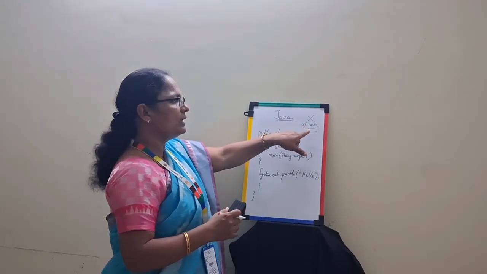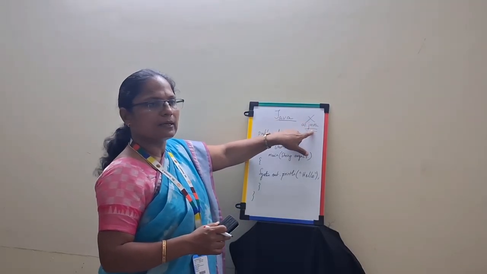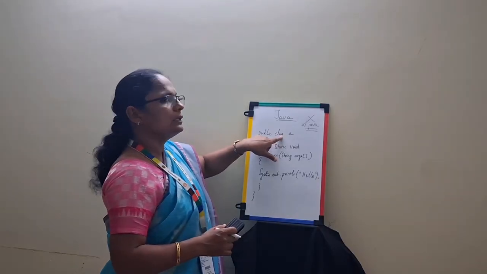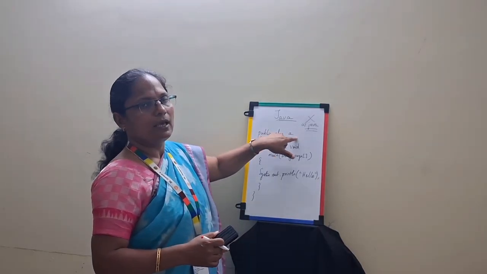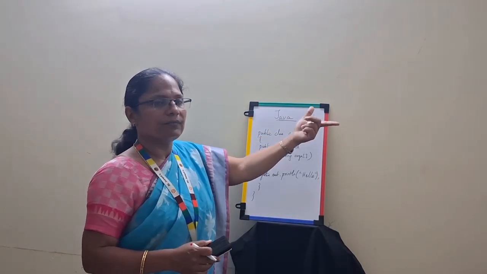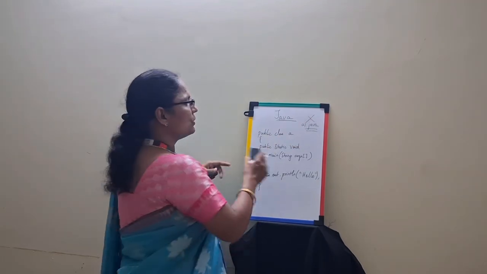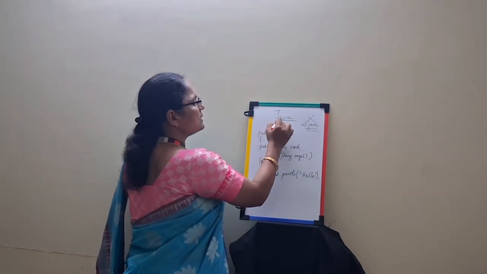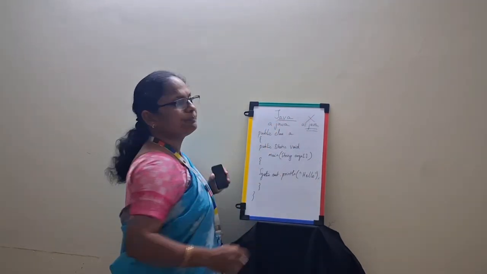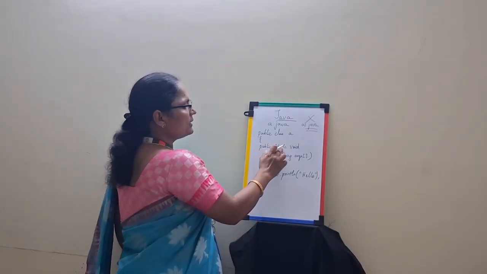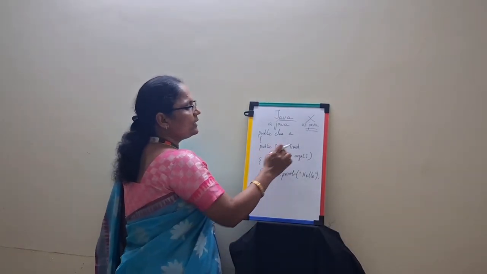The program will only accept it if the class name is A and the file name is also what? A.java. So it will only work if we save it as A.java. Then we have public static void main. What do we do here?